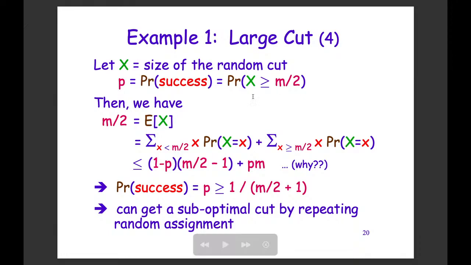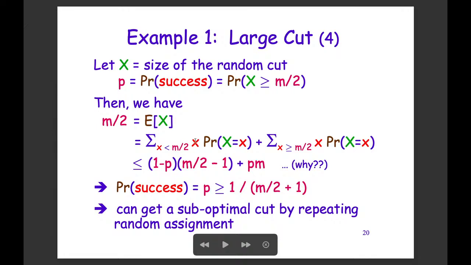Then let us see the relationship between this p and this m over 2. First of all, m over 2 is equal to the expected value of x. We know this is true. But then the expected value of x can be separated into the summation of x multiplied with the probability of x for x in two different ranges. One is x less than m over 2. The other case is x greater than or equal to m over 2. Now each of these terms we can replace by using p and m.